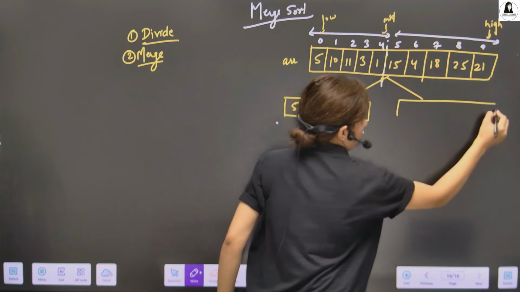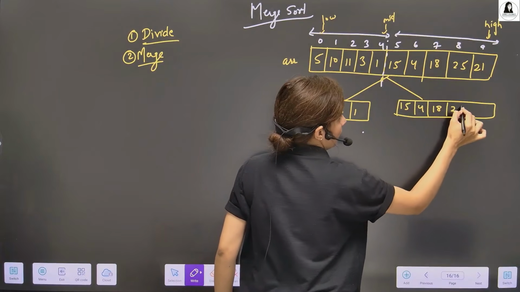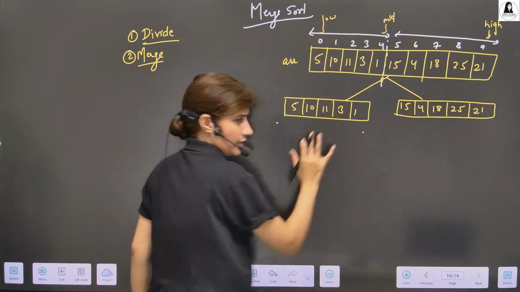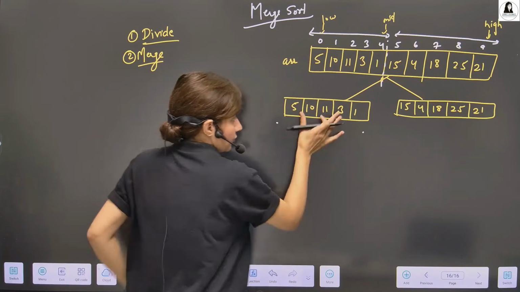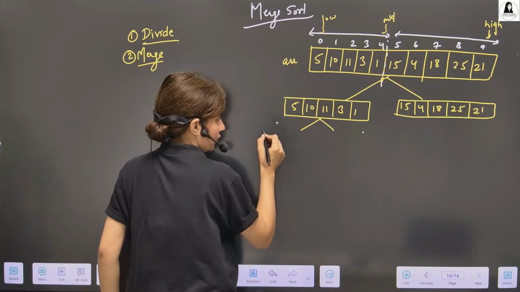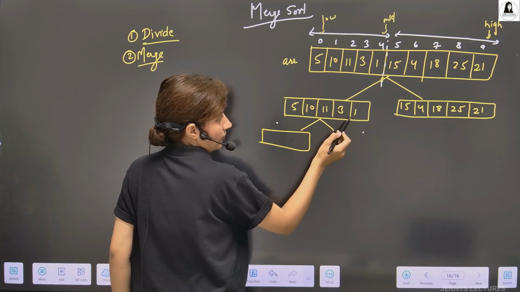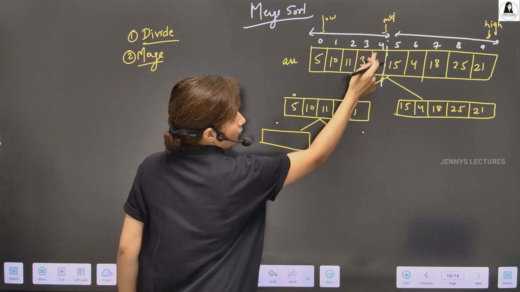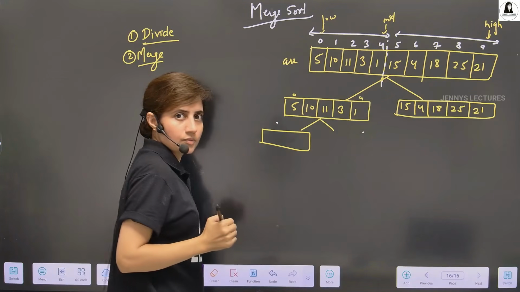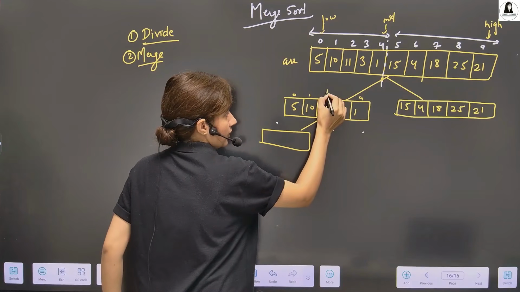In the second array, I have 15, 4, 18, 25, and 20. Recursively, we keep dividing until each sublist has only one element. We keep dividing this also, into two halves. Here we have 5 elements, so low would be 0 and high would be 4. So (0 plus 4) divided by 2 is 2. Here we have mid.